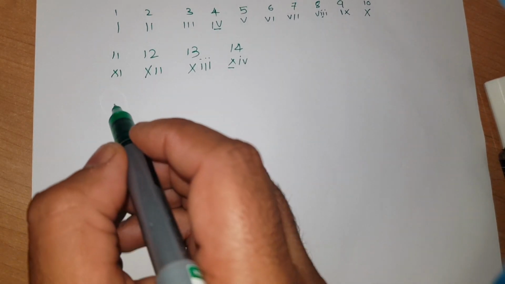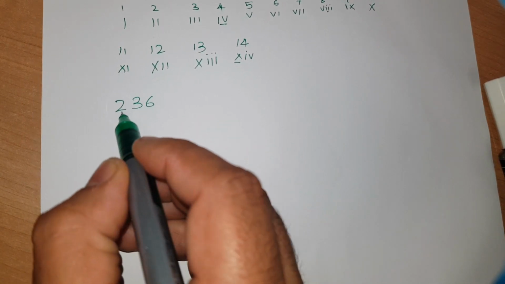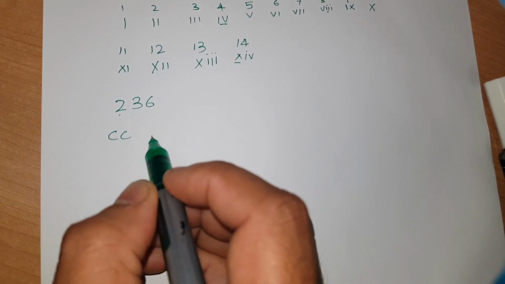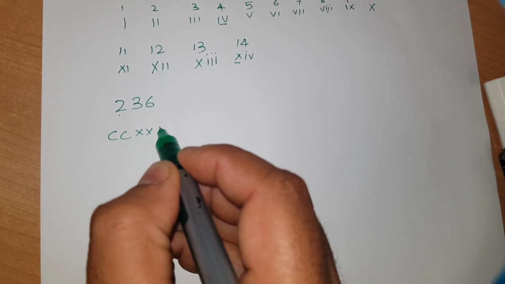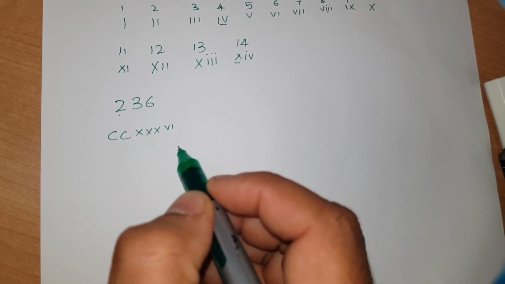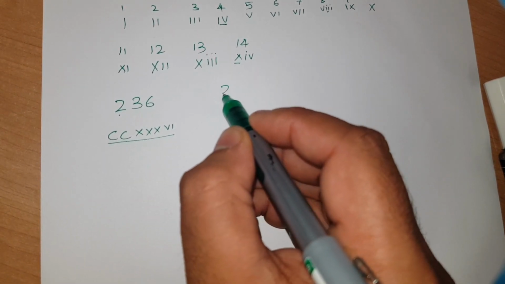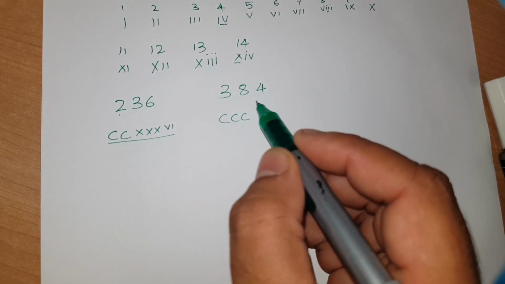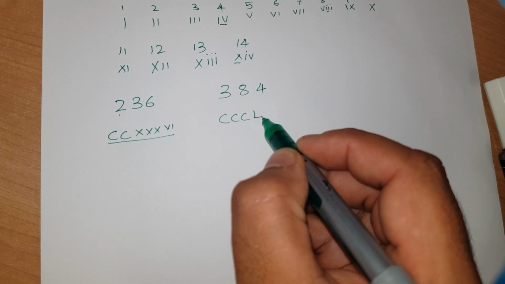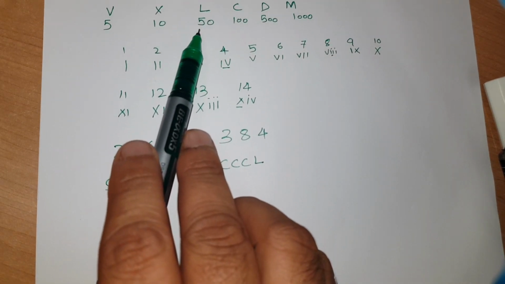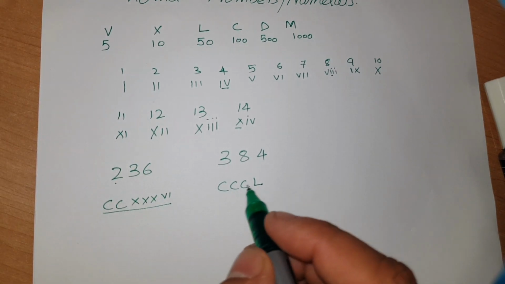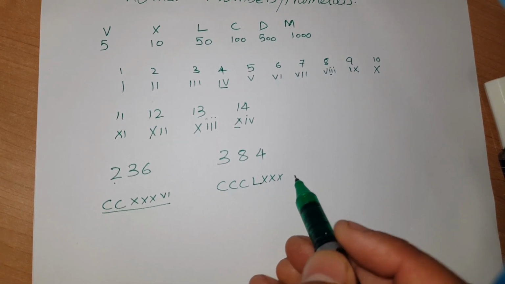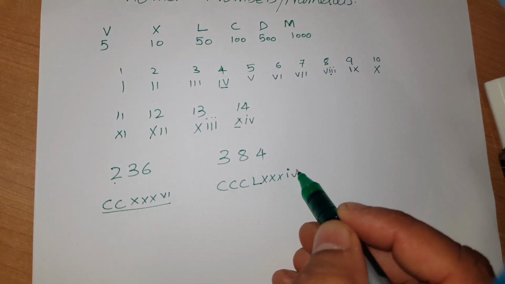Now for example, if I am writing 236, I know that 100 means C, so I will write C and C to make 200. For 30, 10, 20, 30. For 6, 5 and 6. This is my 236. For 384, I will write C, C, C, 300. For 80, I will write what? 50, and then I have to make 80, so this is 50, and then 3 of these, 60, 70 and 80. Then for 4, 84.